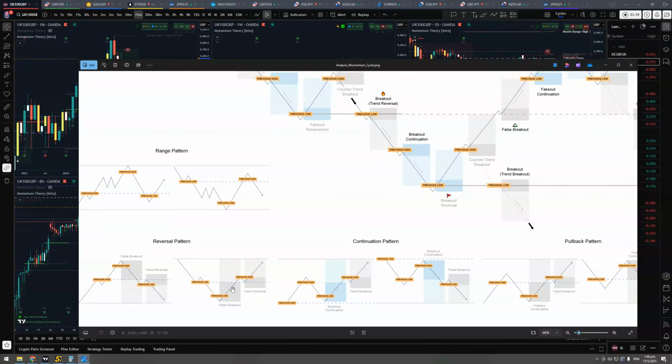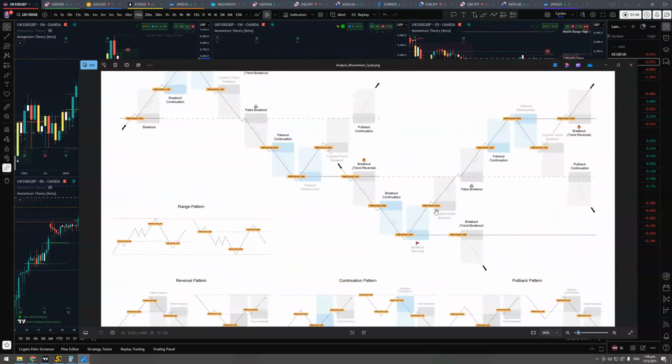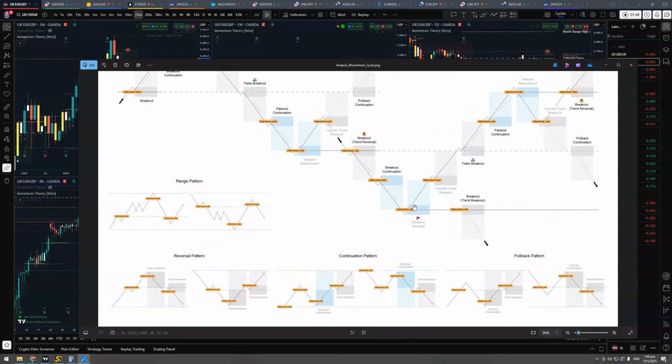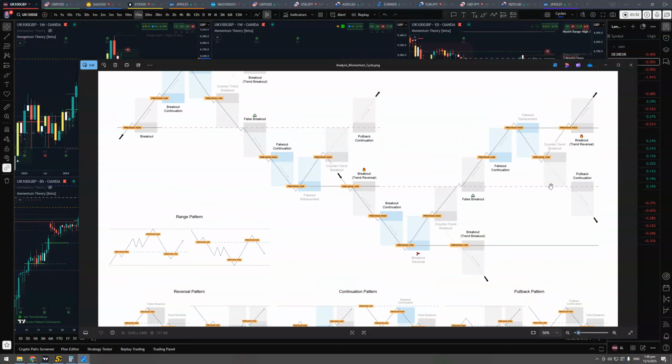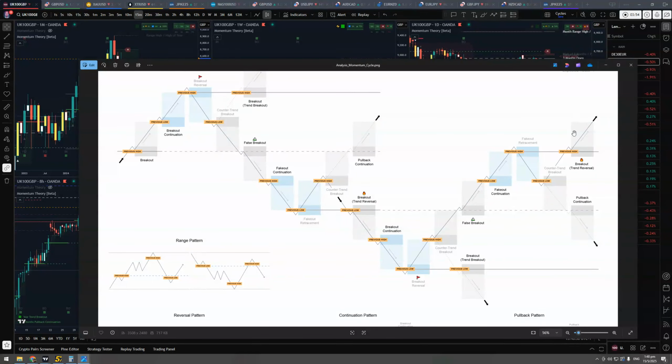Breakout reversal, flipping the breakout level is a false breakout, and getting above the high is a trend reversal. So on the big chart here, breakout reversal, flipping that breakout level is a false breakout, and then getting above the high, above that breakout level, is a trend reversal.